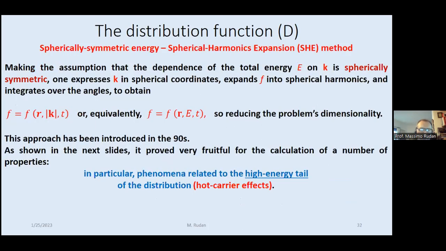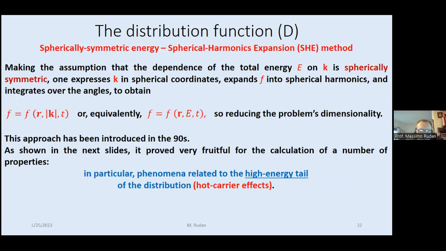So the idea is the following. We may try to use an isotropic form of the relation between energy and k vector and reduce the dimensionality of the Boltzmann transport equation. This procedure is extremely powerful. It brings to a method that is called spherical harmonics expansion for the solution of the Boltzmann equation, and it has proved very, very important and fruitful, especially for the calculation of a number of properties.